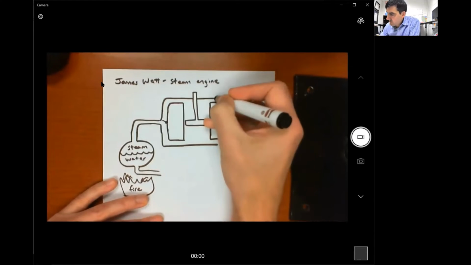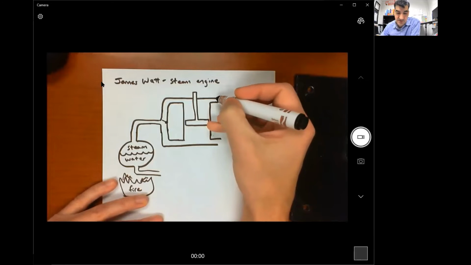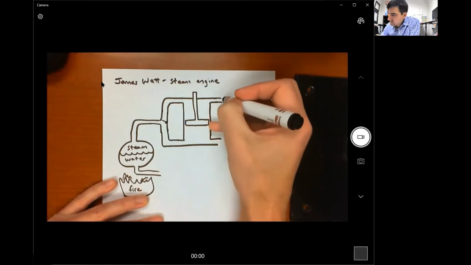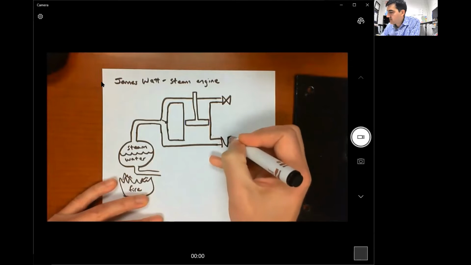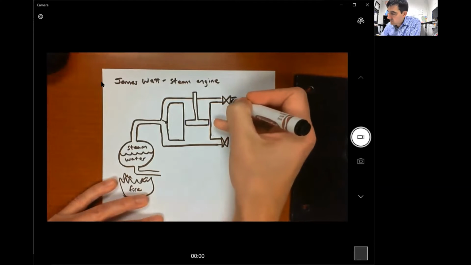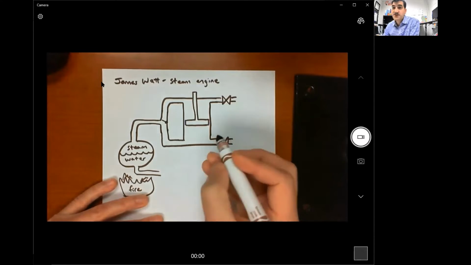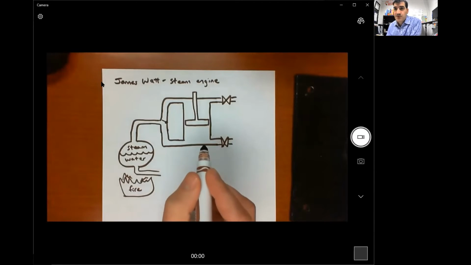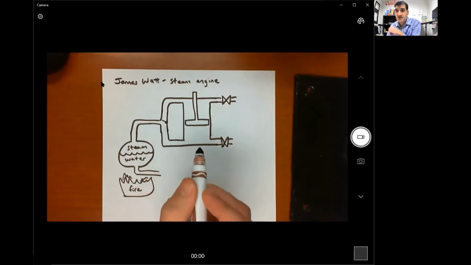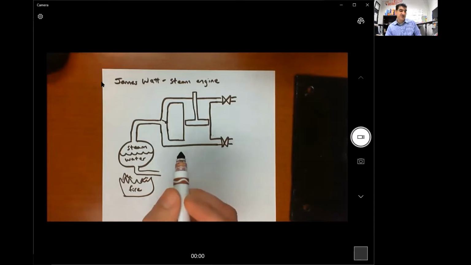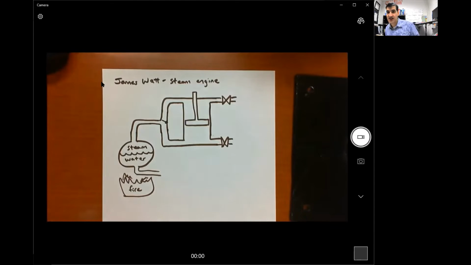And then these are our exits or drains. And so this has a valve right here that can open and close. And this has a valve right here that can open and close. All right, so we can see one improvement that James Watt made right here. This is one of the two improvements that James Watt made to the steam engine. This is actually the lesser of the two in terms of significance. This one is not as significant as the next thing I'm going to talk about, but it is important.